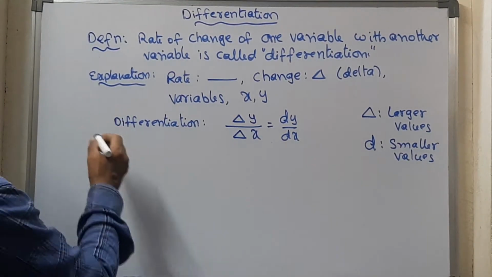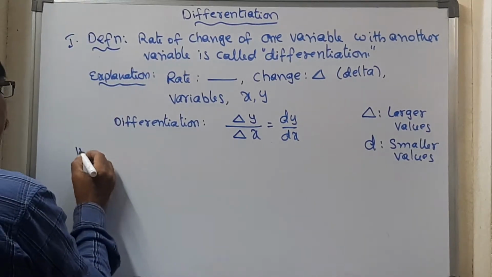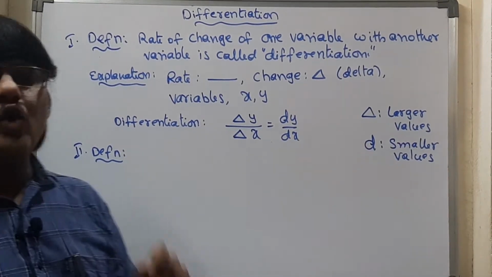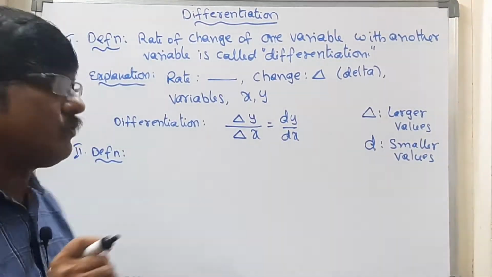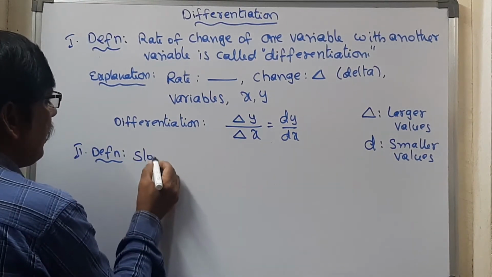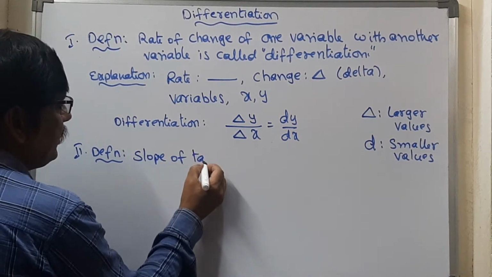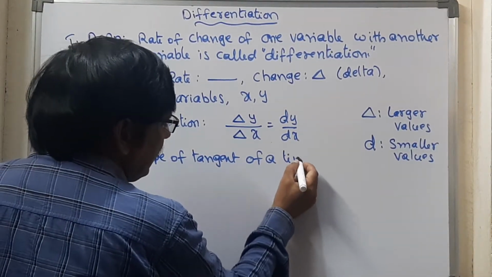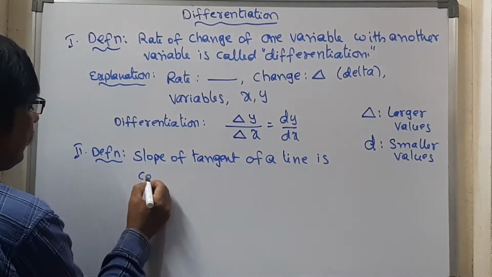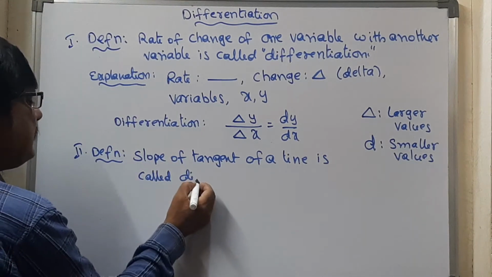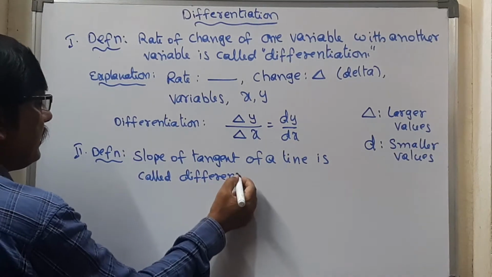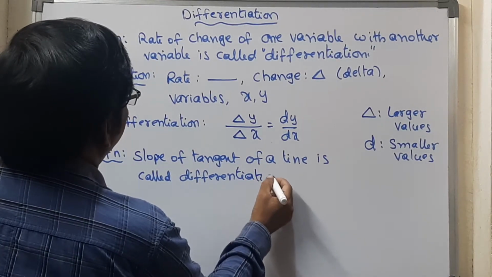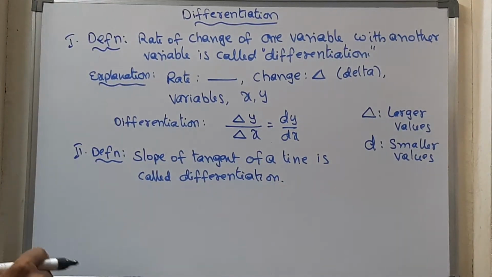Now let us take another definition. This time we will discuss the slope of a tangent of a line. The slope of a tangent of a line is also called differentiation. So what is this slope, and what is this tangent? These are all differentiation.